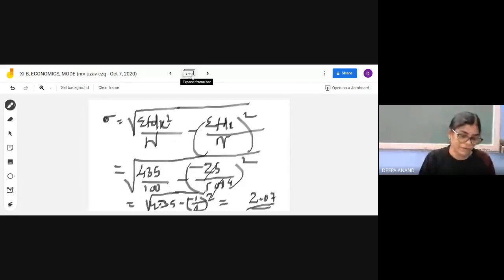Okay, then we will move to the next question. So this was a discrete series. Next we will do the continuous series. Write the heading continuous series.